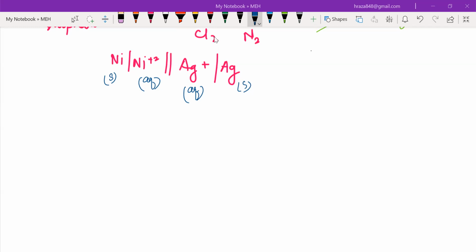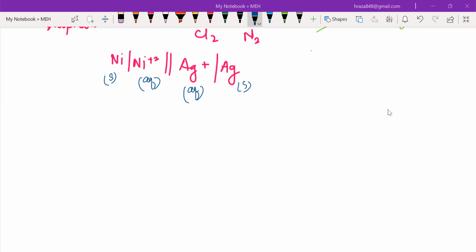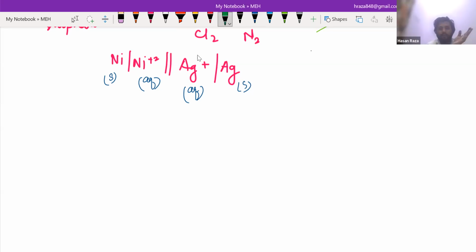Sir, it would be one. Did you write the reaction? I wrote it in the form of Ni plus Ag plus giving rise to Ni plus 2 plus Ag. You wrote the reaction, which one is oxidation?